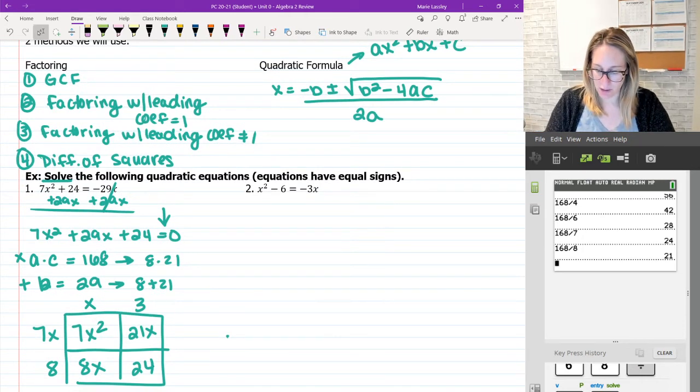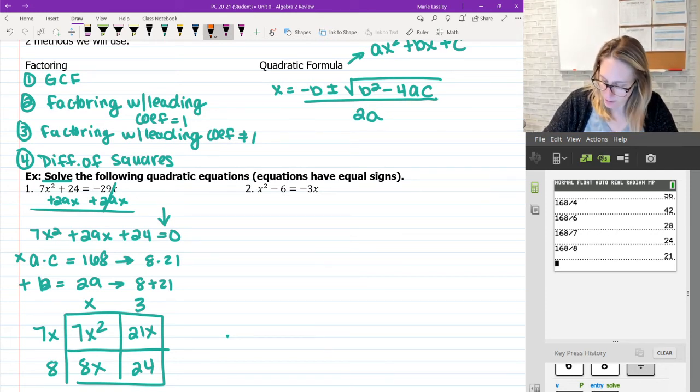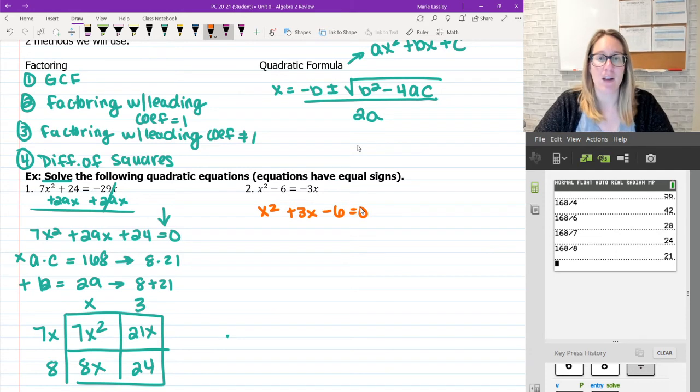So I don't want to do with that green color anymore. Let's do pink. All right, so first thing, just like with the other one, I need to move the 3x over. So x squared plus 3x minus 6 equals 0. All right, and again, just like the other one, I'm going to see if I can take out any greatest common factor. Looking, there isn't one. All right, I have a leading coefficient of 1. So this is actually, if it factors, it should be a pretty easy one.